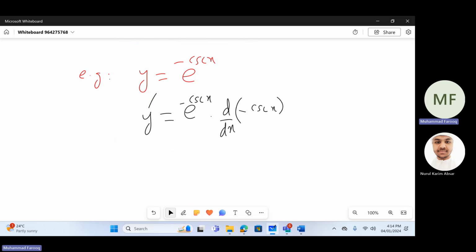Cosecant derivative, how much? Negative cosecant cotangent, yes. So it's going to be negative. We already have negative here, so it becomes positive. So finally, we have here e power minus cosecant x times cosecant x cotangent x. Yes, this is the answer to this question, please.